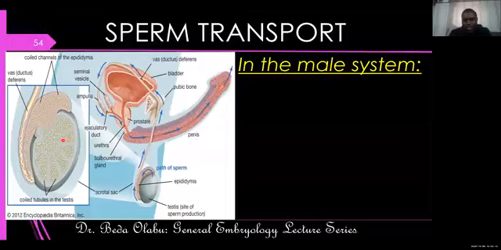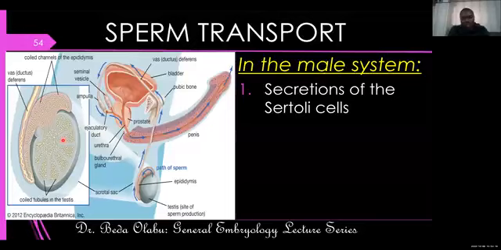So there are a number of mechanisms that promote the transport of sperms from the seminiferous tubules. One of such mechanisms involves the secretions of the Sertoli cells. Remember, Sertoli cells are supporting cells of spermatogenesis. They produce some secretions. Those secretions will be flowing from the seminiferous tubules through this region, which we call the rete testis, to the epididymis. In that flow, the sperms will move with that flow. So the secretions of the Sertoli cells promote the transport of sperms.